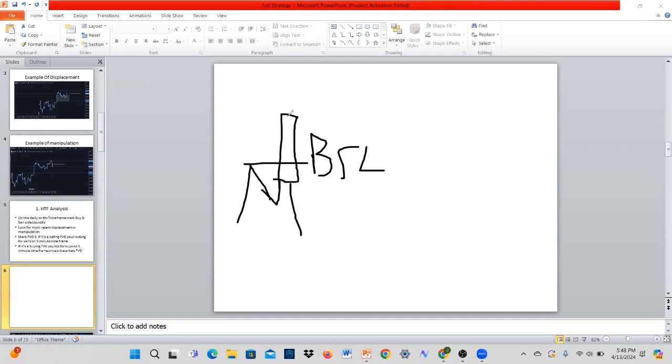And let's say we have something like this. Let me erase this buy side liquidity. So let's say we have something like this. All right, hopefully this makes sense to you guys. So this candlestick displaced above this liquidity area, this buy side liquidity.